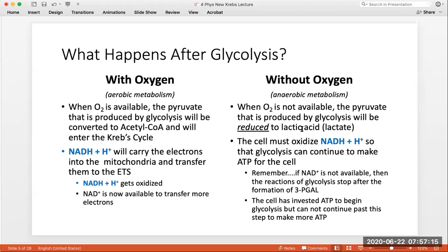The reason pyruvate gets reduced to lactic acid is because you have to have a way to regenerate the oxidized form of your electron carrier. And you have a reduced electron carrier. With oxygen available, this will be pulled into the mitochondria and the electrons will be donated to the electron transport system. When there isn't any oxygen available, you don't have that pulling the electrons into the mitochondria. So those electrons have to get transferred to something else. So again, the cell must oxidize its electron carrier so it can continue to make ATP.